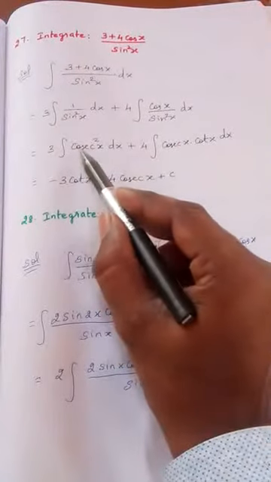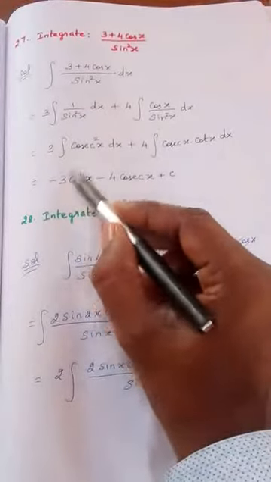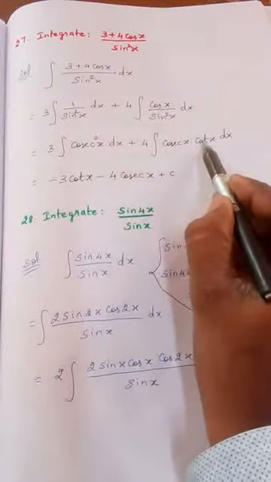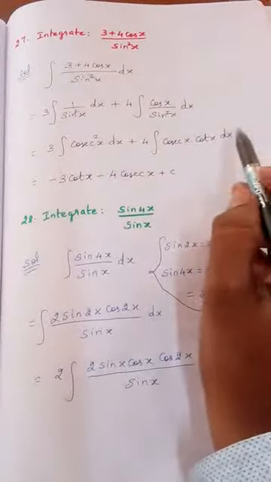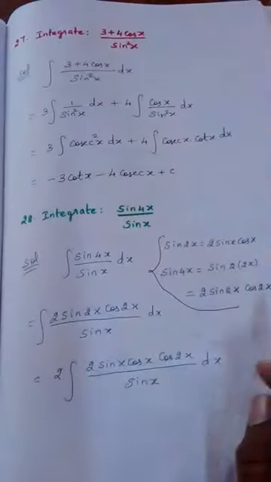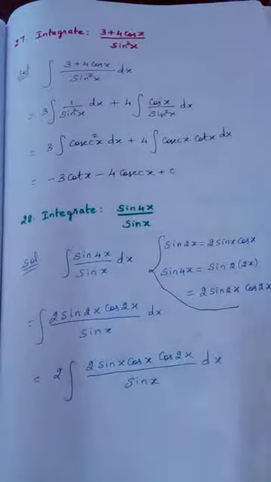3 integral cosecant square x dx, the formula is minus cot x. So 3 is here, and the integration answer is minus cot x. Integral cosecant x cot x dx, the answer is minus cosecant x. So plus 4 becomes minus 4 cosecant x plus c. Again, a simple sum. You should just observe the different methods that we are adapting to integrate.